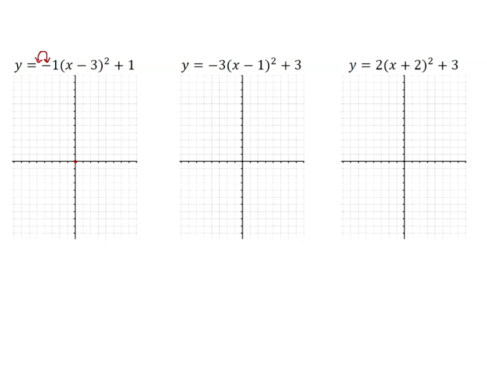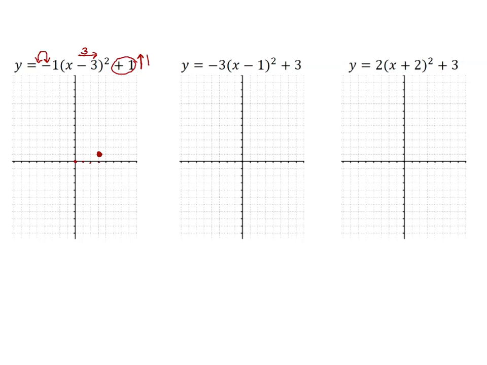The -3 tells me that I'm going to shift to the right 3. And the +1 at the end tells me I'm going to shift up 1. So let's start with the shifting to the right and up. So I'm going to take my original vertex point. I'm going to shift to the right 3. 1, 2, 3, and I'm going to shift up 1, so there's my vertex.